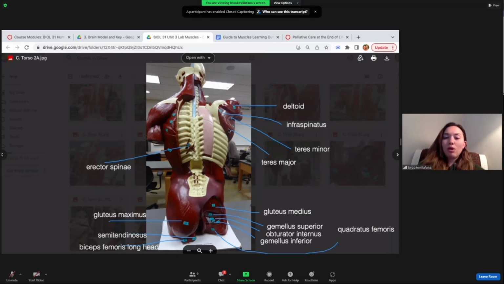So the reason you guys want to look at these is because some of these muscles can look different, and we don't want you to get to the exam and say, oh, this looks really, really different, I wasn't expecting that. Well, you were supposed to look at all of the different models so that on the exam you weren't thrown off by their appearance. Does that make sense?